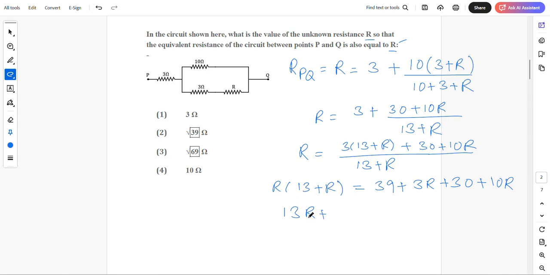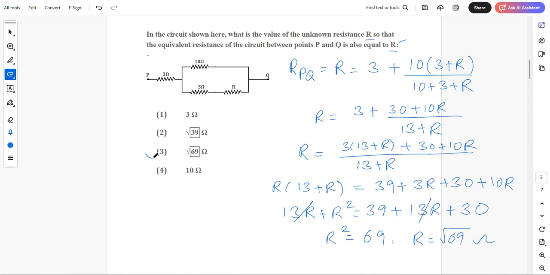R into 13 is 13R plus R into R is R square, that is equal to 39 plus 10 plus 3 is 13R plus of 30. 13R gets cancelled. R square is equal to 39 plus 30 is 69. Therefore, R is equal to root of 69 ohm is the right answer.